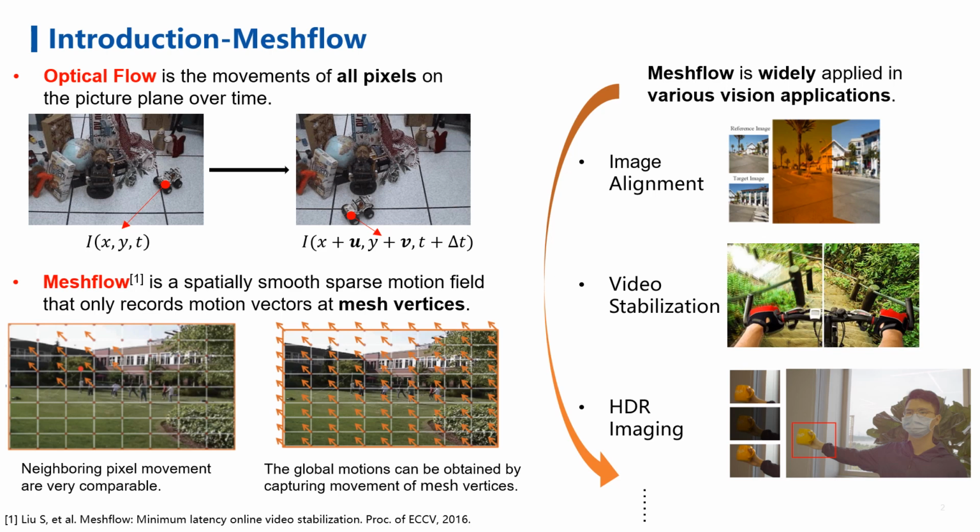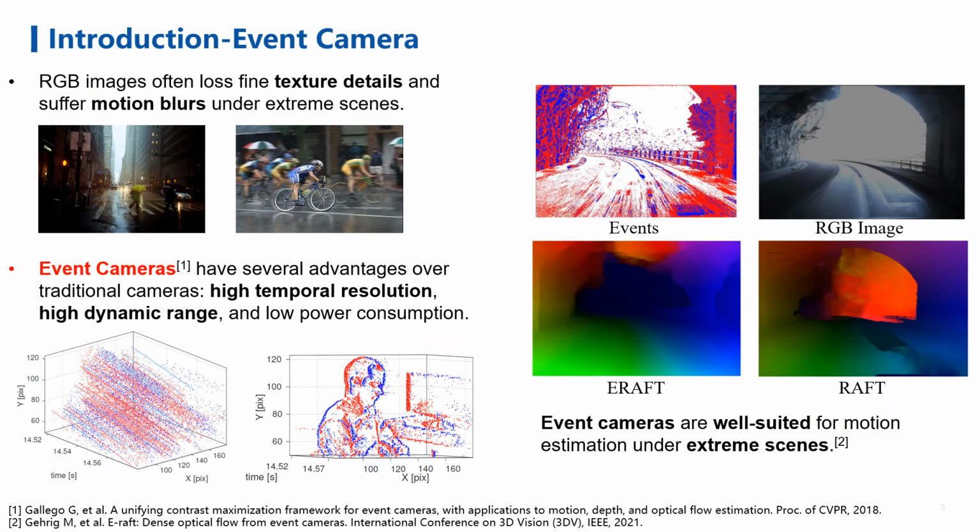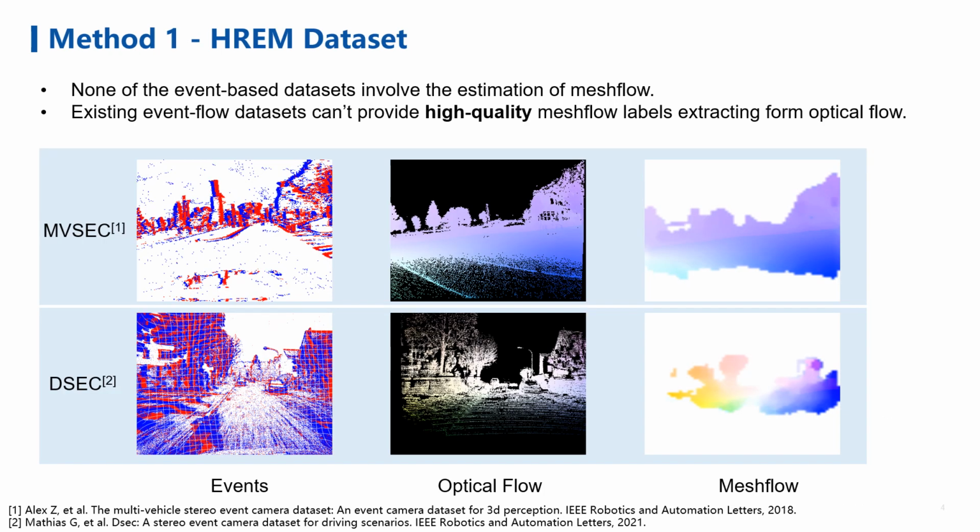So Meshflow is widely applied in various vision applications, such as image alignment, video stabilization, and HDR imaging. However, RGB images often lose fine image texture details and suffer motion blurs under extreme scenes, making motion estimation challenging. While event cameras are well suited for motion estimation under extreme scenes with their high temporal resolution and high dynamic range. To the best of our knowledge, none of the event-based datasets involve the estimation of Meshflow. Existing event flow datasets, such as MVSEC and DSEC, can't provide high-quality Meshflow labels extracted from optical flow.